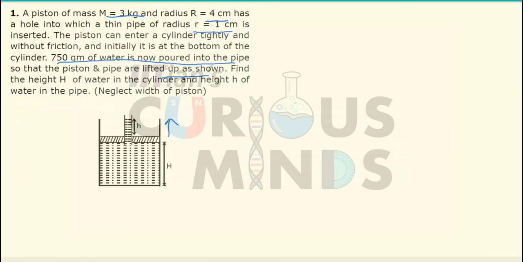It has been lifted by a certain height. Find the height H of water in the cylinder and the height h. Okay, we have to find out two values of the water in the pipe. Neglect the width of the piston.